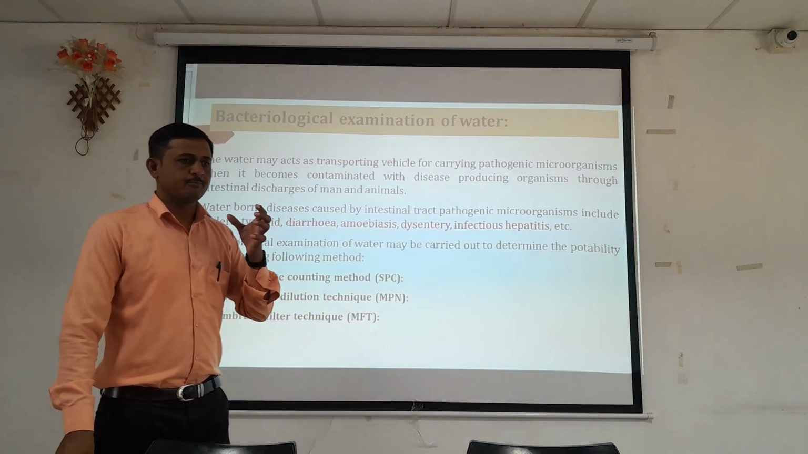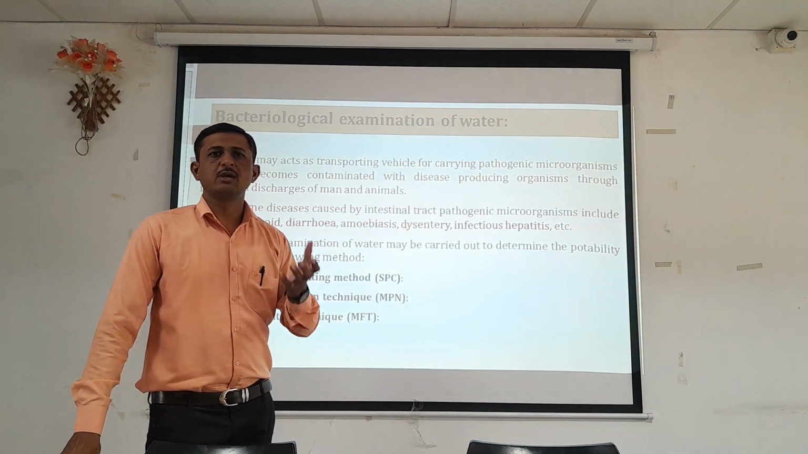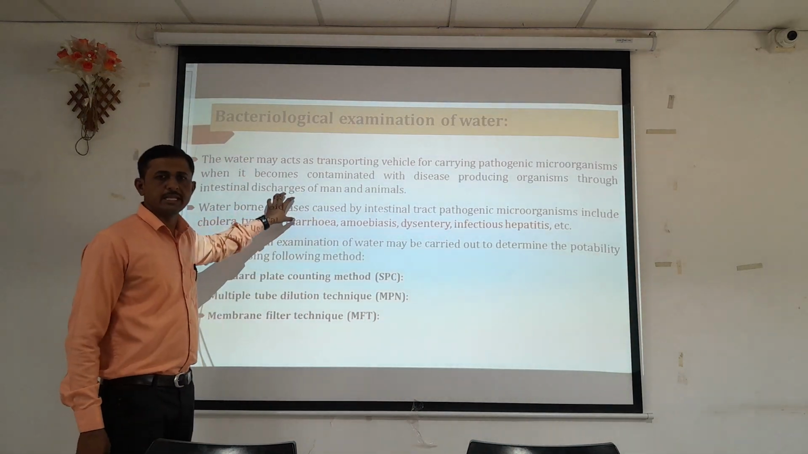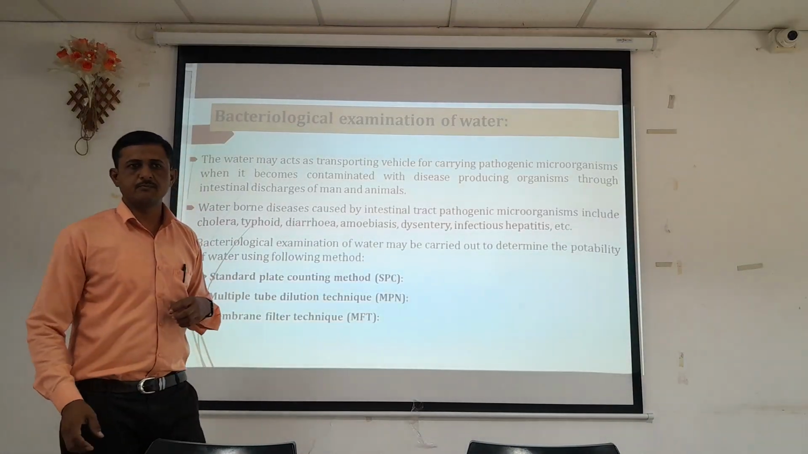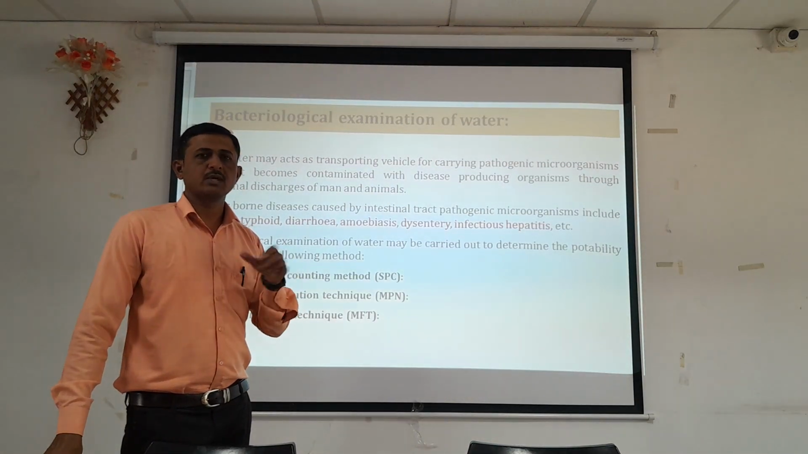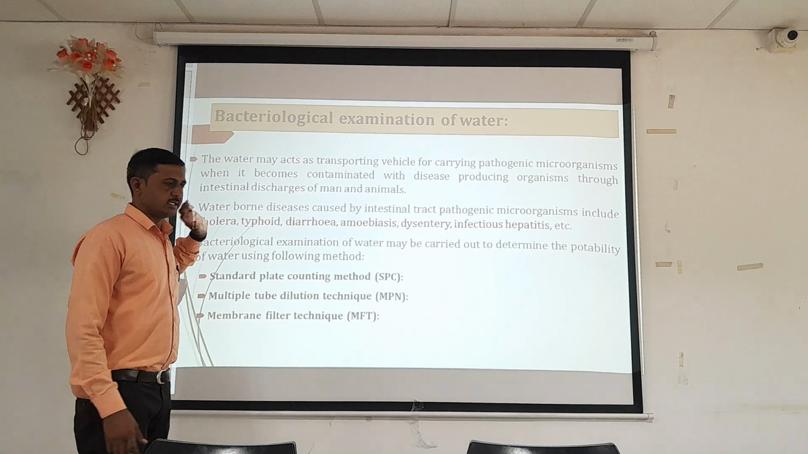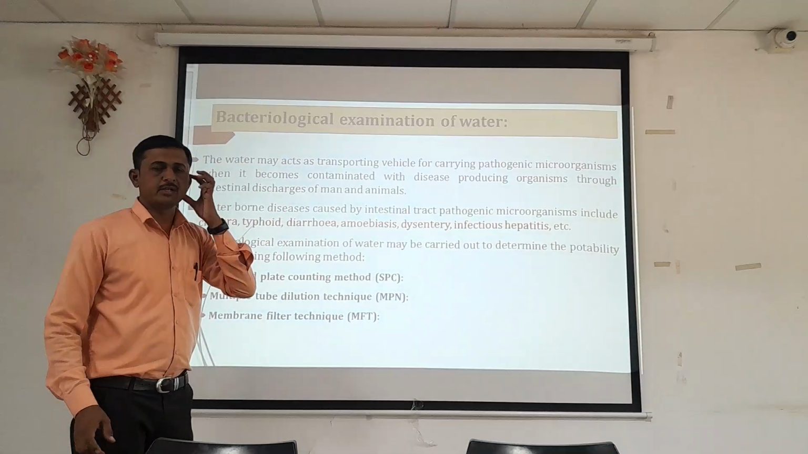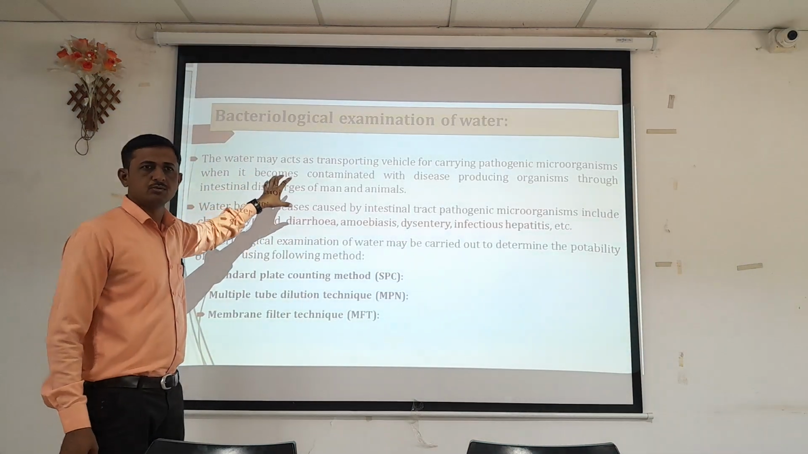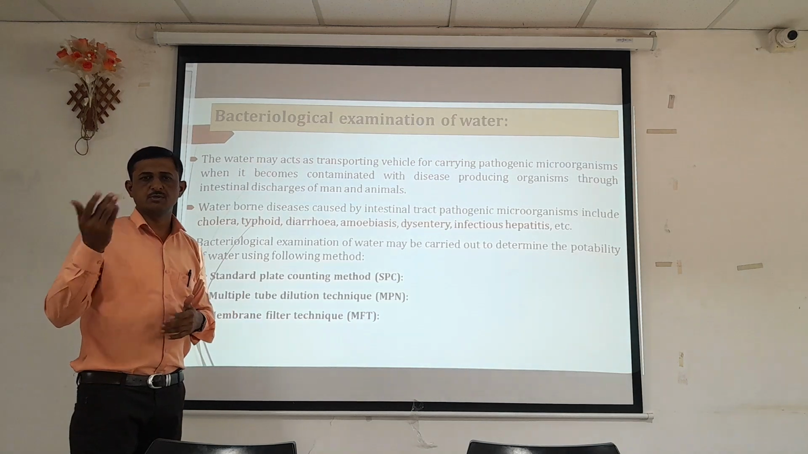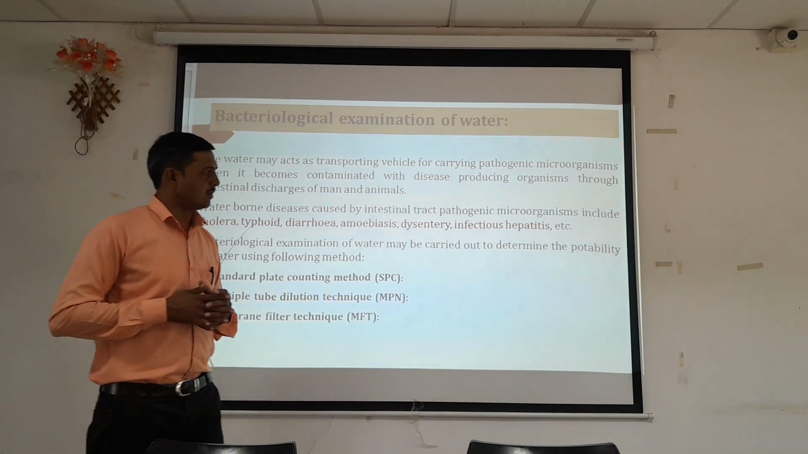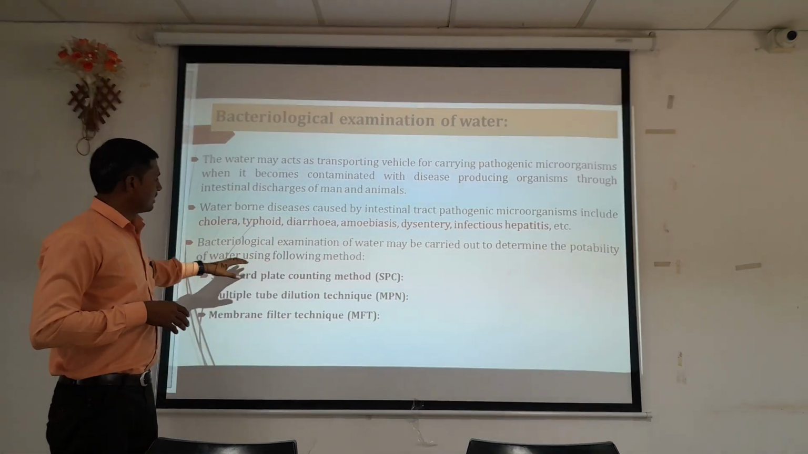That means the water or the food which we ingest is already contaminated with these pathogenic organisms, and when we eat such contaminated food, the organism causes a particular disease. That's why we say these are waterborne diseases, and for these diseases, water contaminated with fecal coliform acts as a carrier. Through this, the organism can be transferred from one person to another. Bacteriological examination of water may be carried out to determine the potability of water using the following methods.